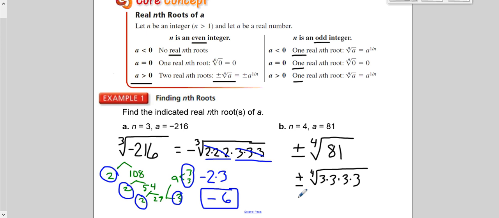We have 4 3s. So since we have 4 3s, that's one set of 4. So we get one 3 on the outside. Plus and minus 3. That means that 3 times 3 times 3 times 3 is 81. And also -3 times -3 times -3 times -3 is also 81. And that's example 1.